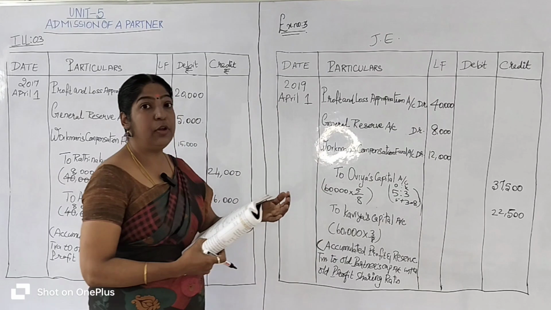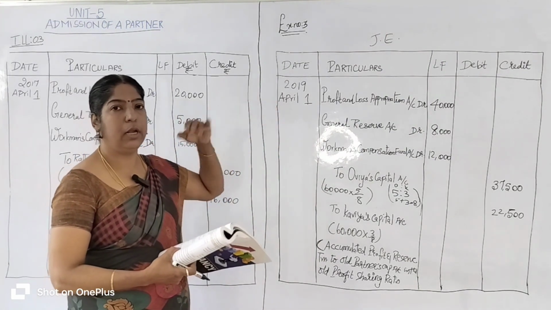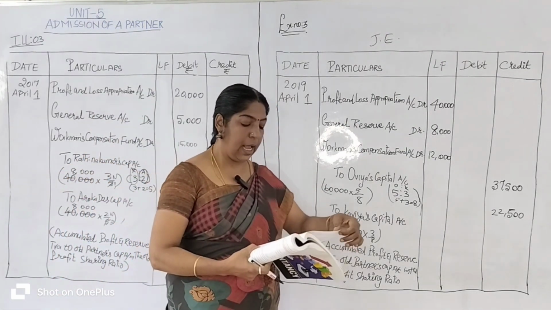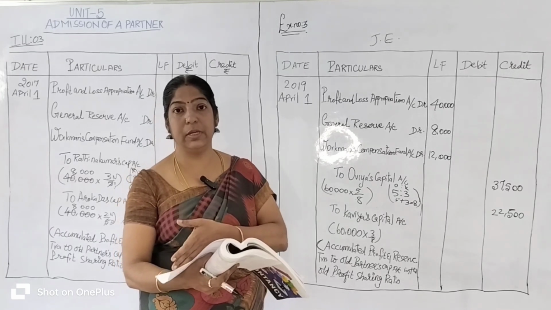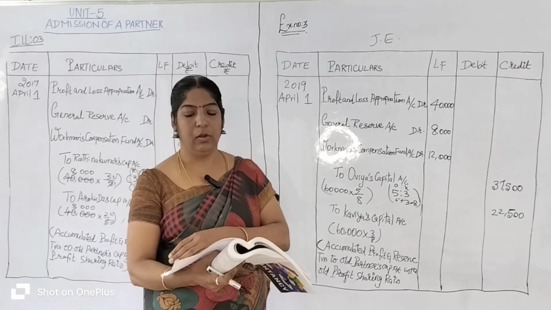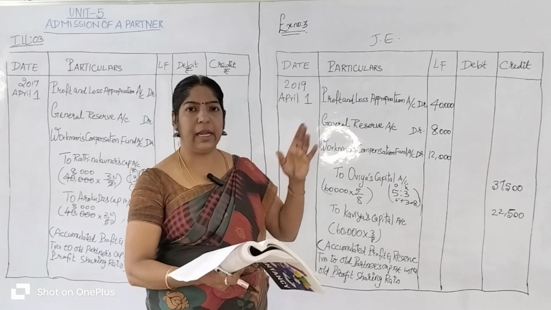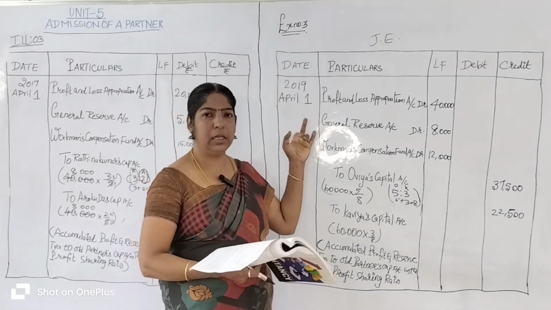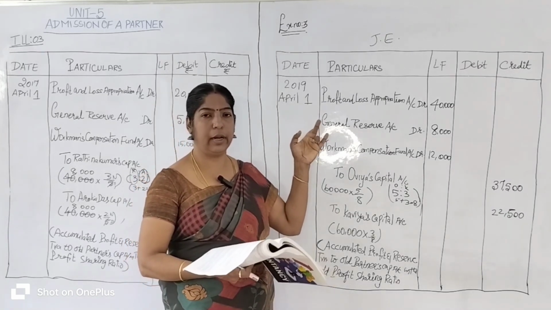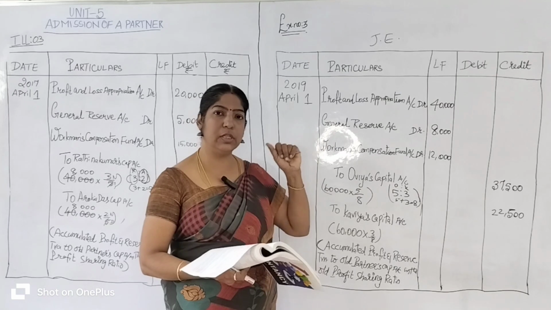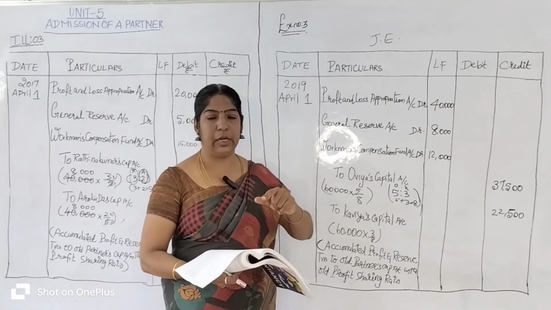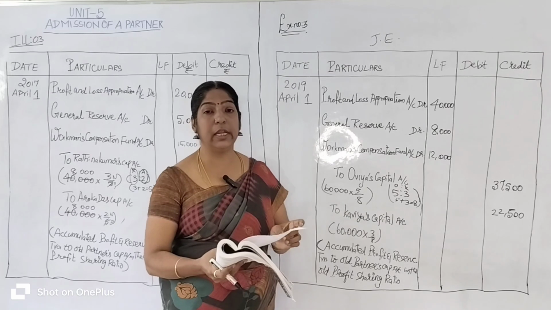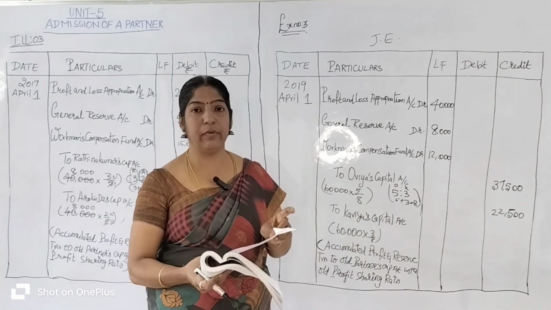Which date are we going to enter? They have given only 31st March 2019, which means the end of the accounting period. Can we write the end of the accounting period in the journal entry? No, we can't. So which date are we going to enter in the date column? The admission date. The admission date is not given in the question. So what do we have to do?